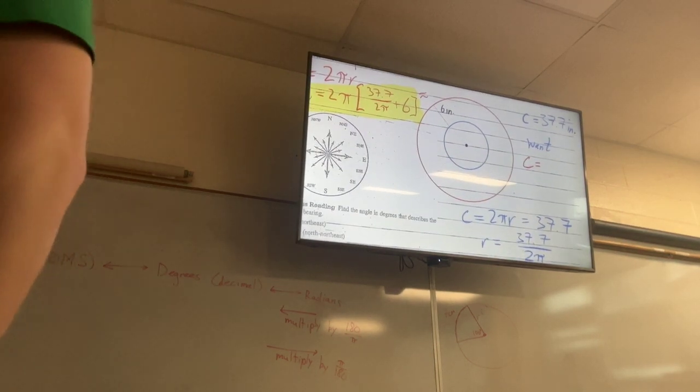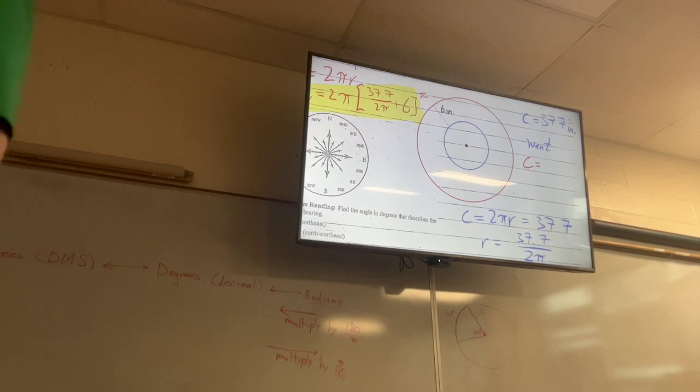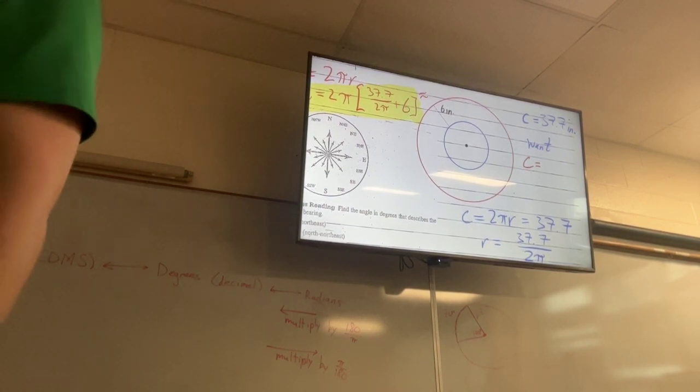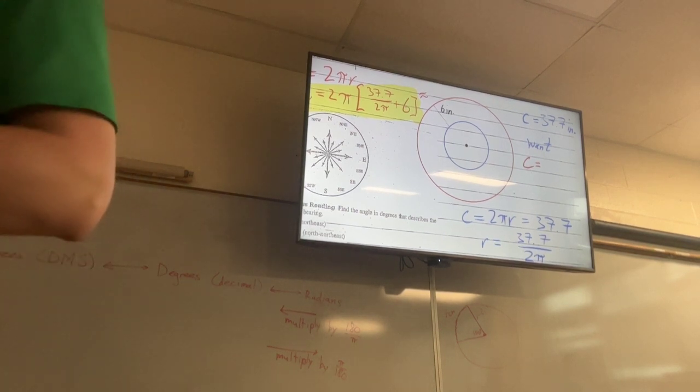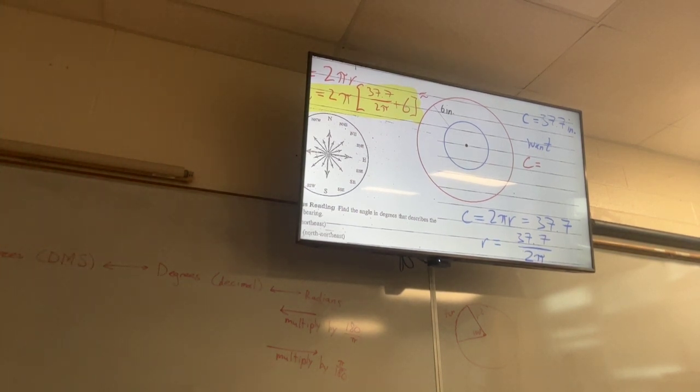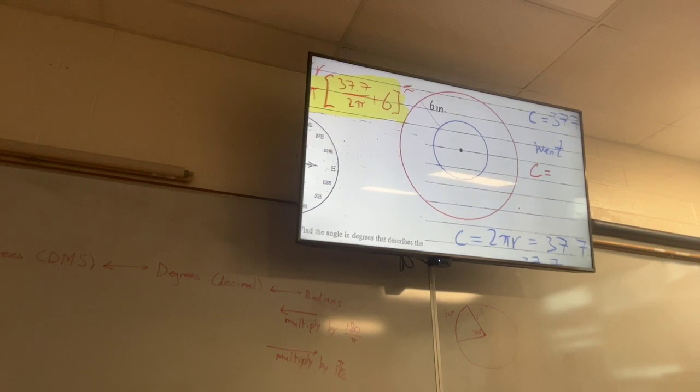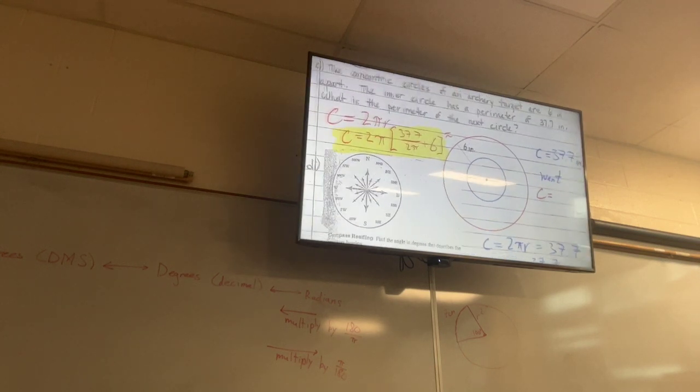Why don't you do 12? Yeah, why don't we just add 6 to the first radius? Oh, it should be 12. You're right. Wait, no. Should it? Yeah. You'd add 12 to the diameter. What do you mean? Why don't we just add 12 to the first radius? So 12 is the radius, and we add 12 to 37.7.